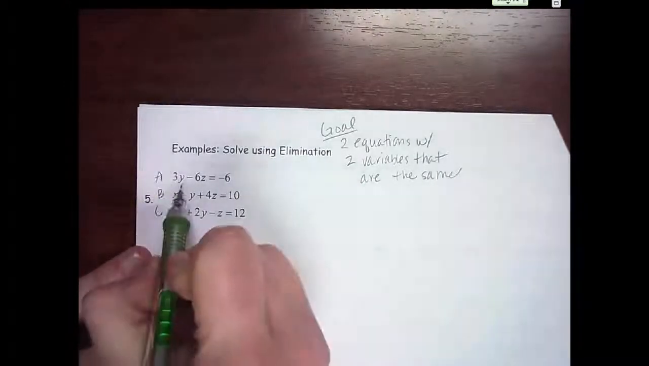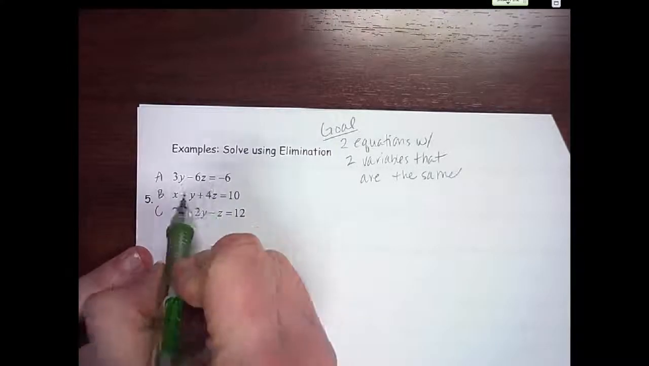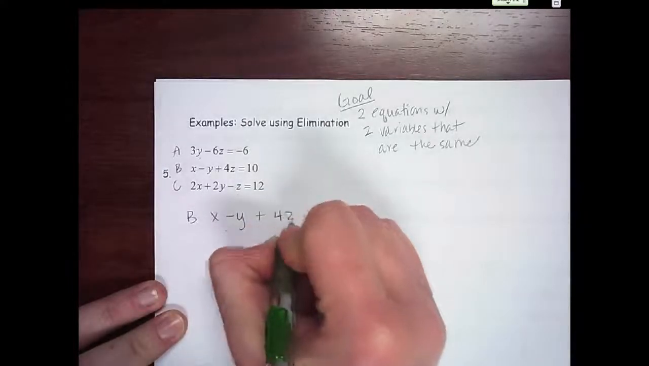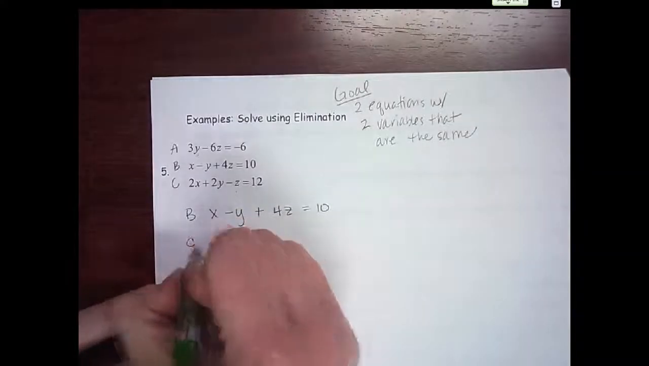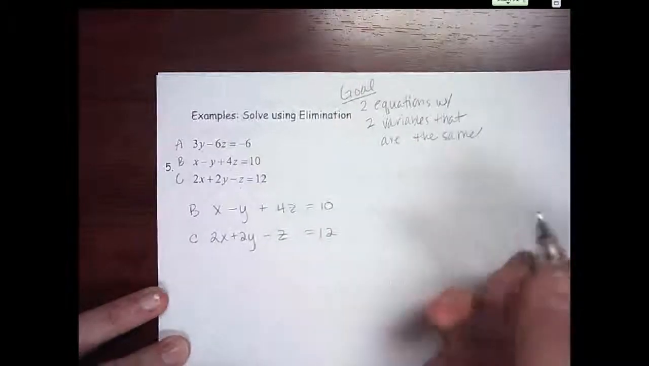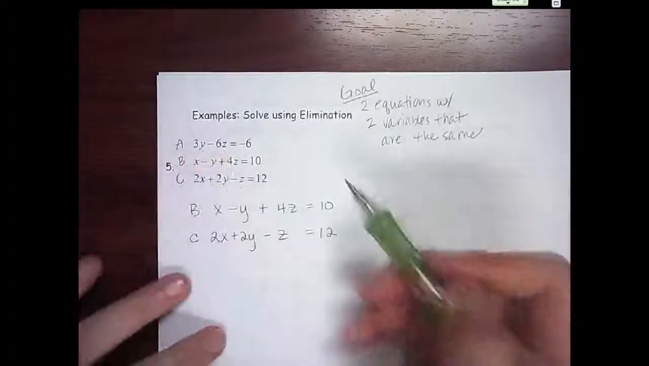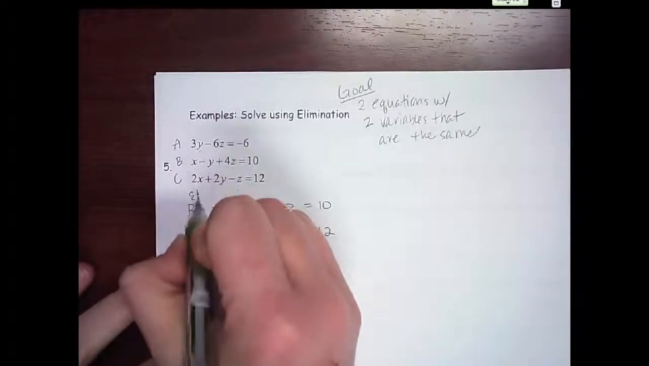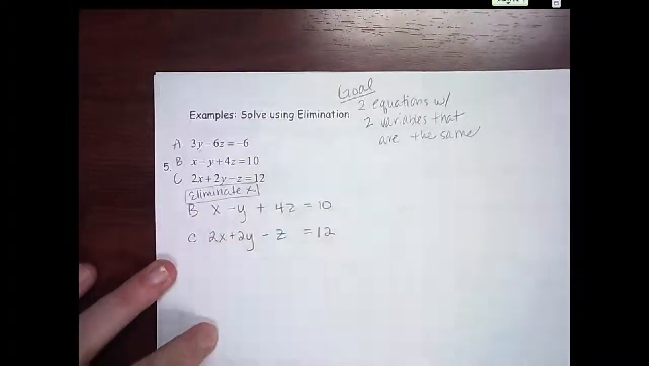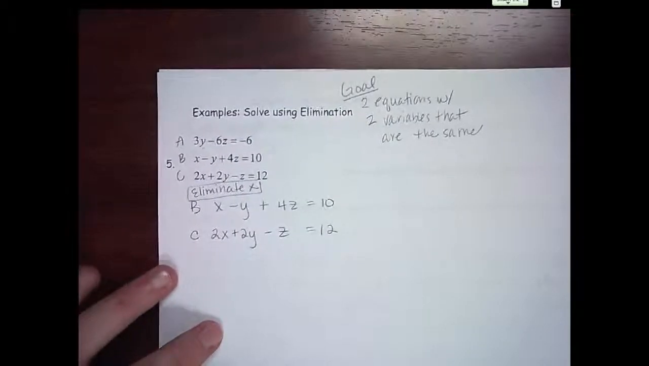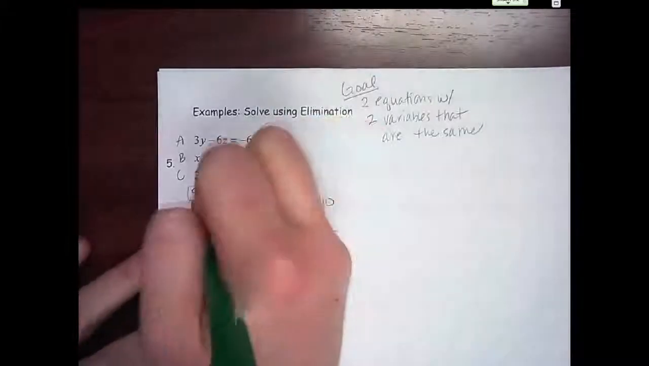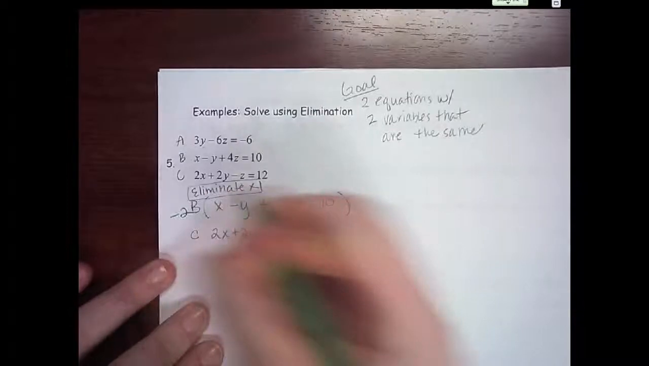Now here's your clue. If this one has y and z, let's pick these 2 equations. So I'm going to write B, x minus y plus 4z equals 10, and C, 2x plus 2y minus z equals 12. Now, if this one has y and z, I want to keep the y and z. So I want to eliminate x. Okay, so let's look at how we would do that. This is a 1x and a 2x. So I'm going to multiply this whole equation by a negative 2.